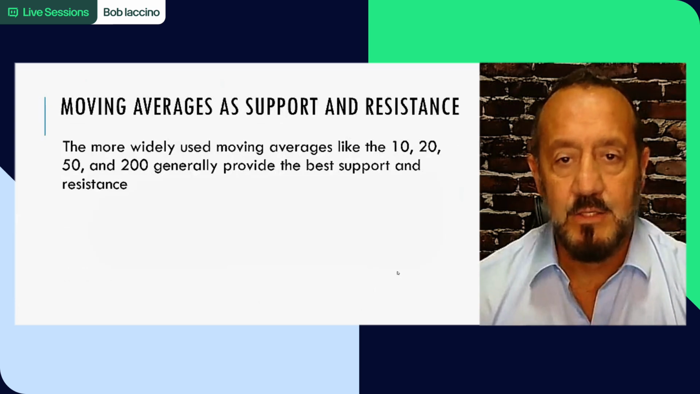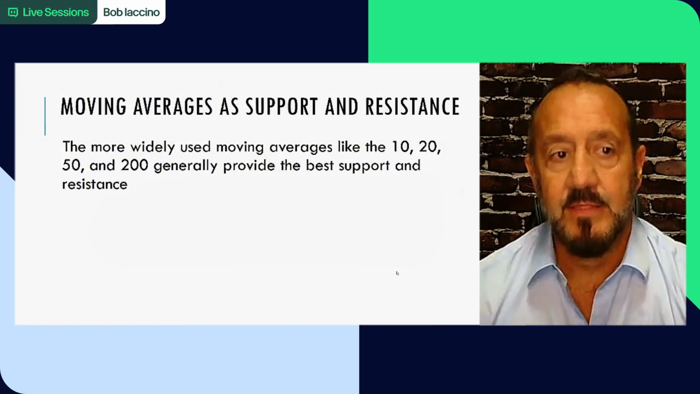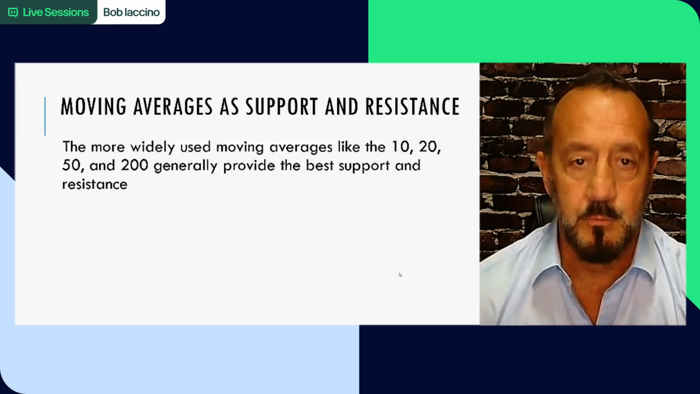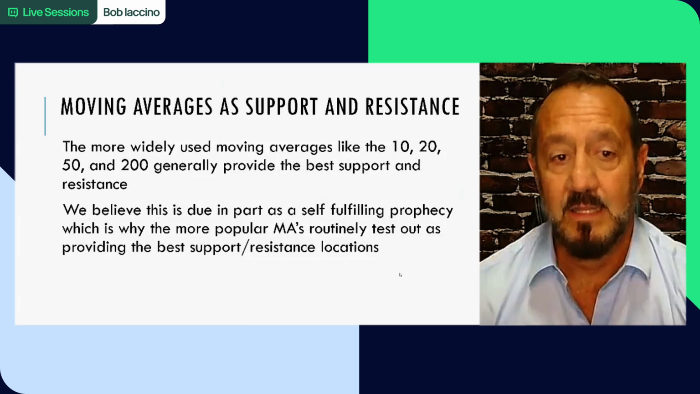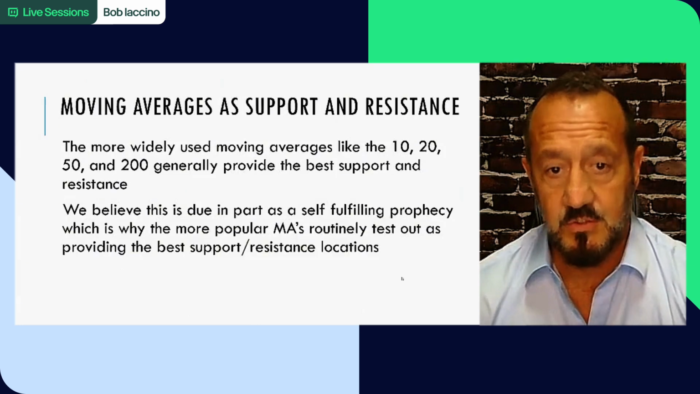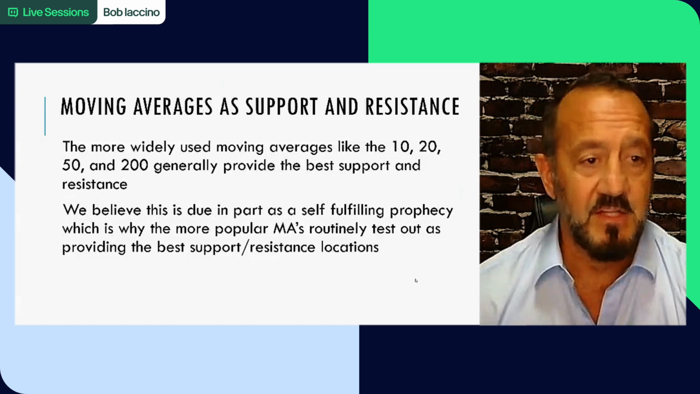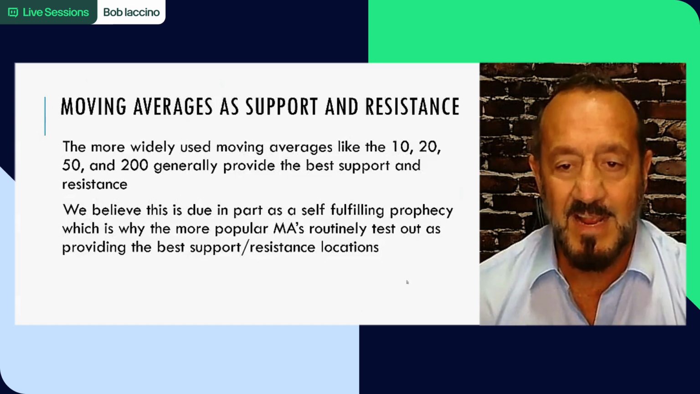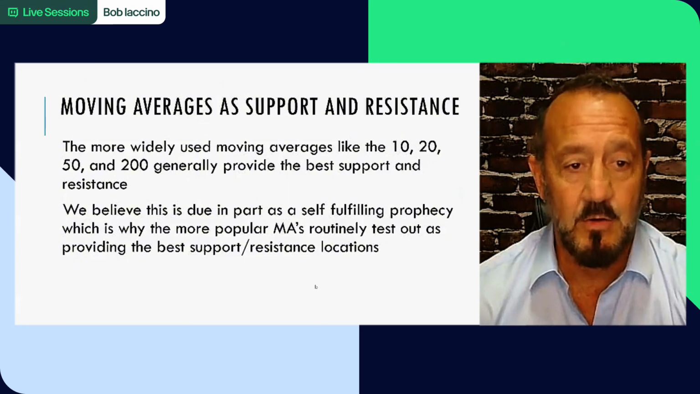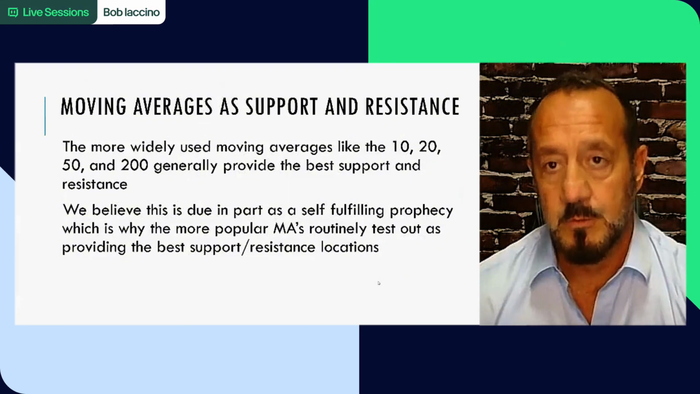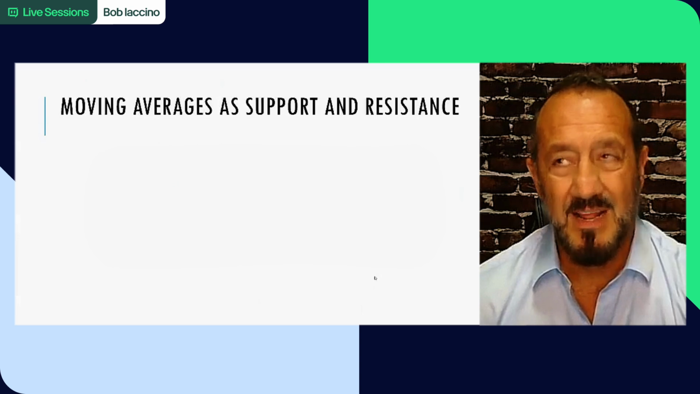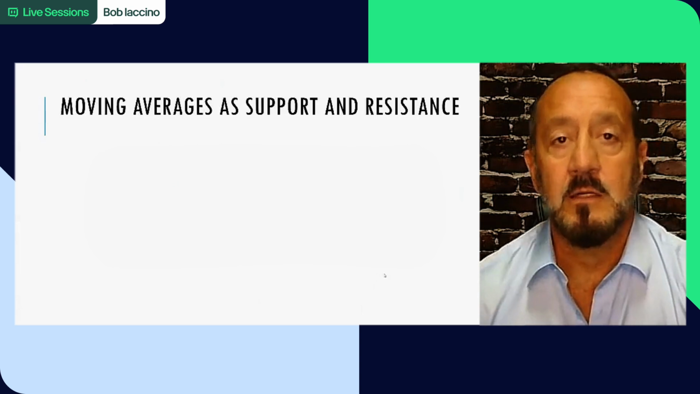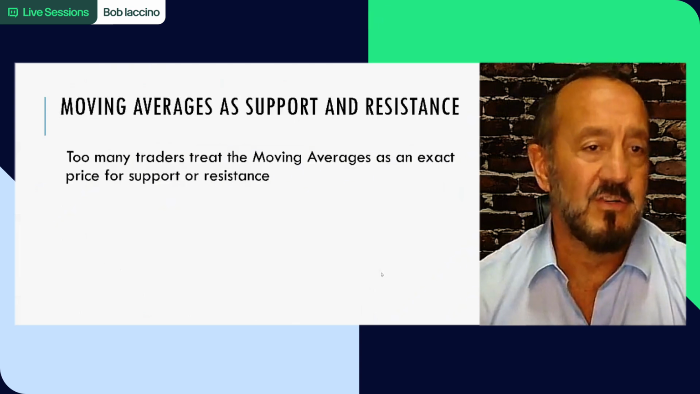The more widely used moving averages like the 10, the 20, the 50, and the 200 generally provide the best support and resistance. Why? Because they're widely used. We believe this is due in part to a self-fulfilling prophecy theory, which is why the more popular moving averages routinely test out as providing the best support and resistance locations. But I don't really care about that. Support and resistance to me is easy, right? You can see it just by glancing at a chart.